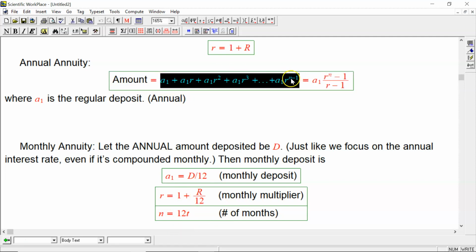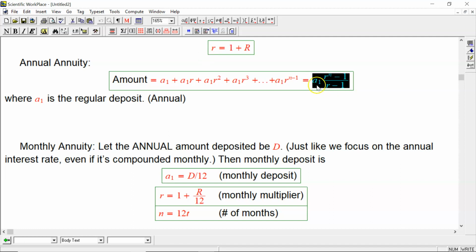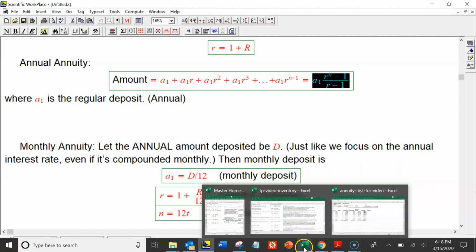Now, if you have it in there for 10 years, n is going to be 120. So this is going to be a big summation. That just makes this shortcut all the more valuable. So let's look at it on the Excel side, and we'll try to put in all the stuff.